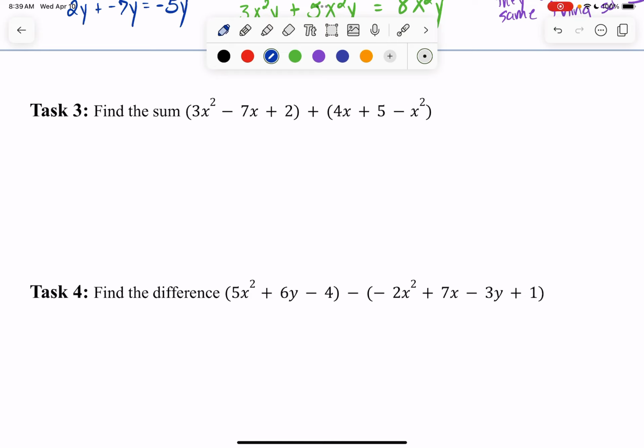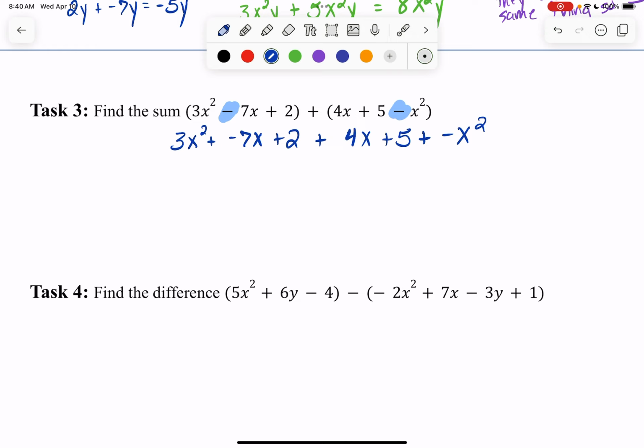Okay, first, we rewrite my subtractions. So the very first thing I'm going to do is I have subtractions in here. I have one here and one here. So we're going to go ahead and rewrite them. So I have 3x to the second plus a negative 7x plus 2 plus 4x plus 5 plus a negative x to the second. Okay.